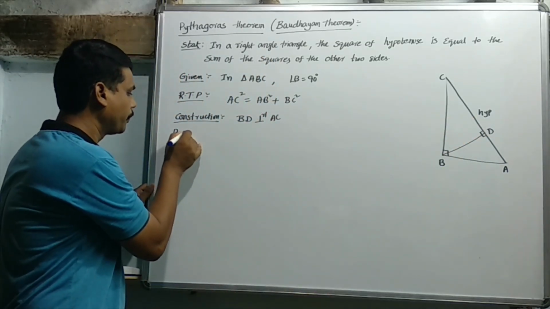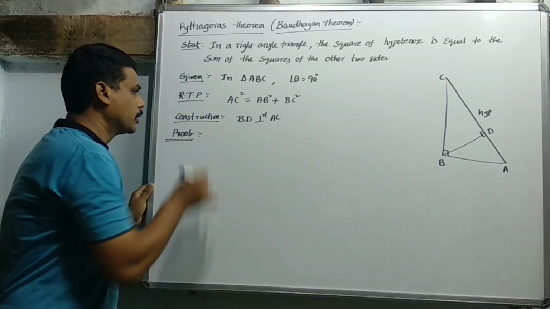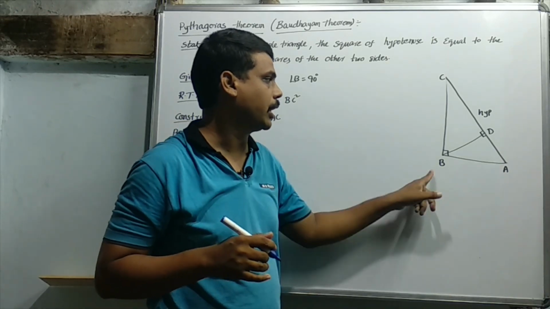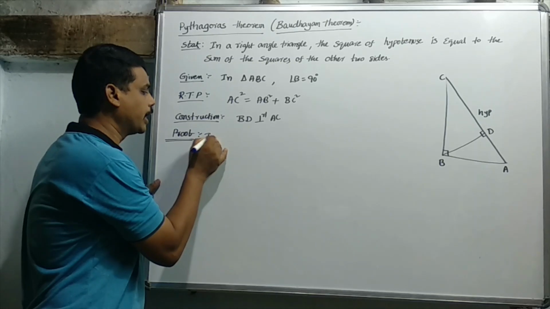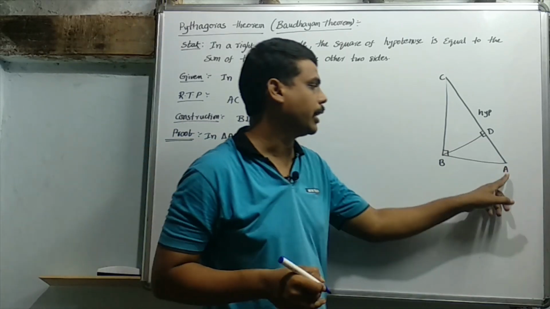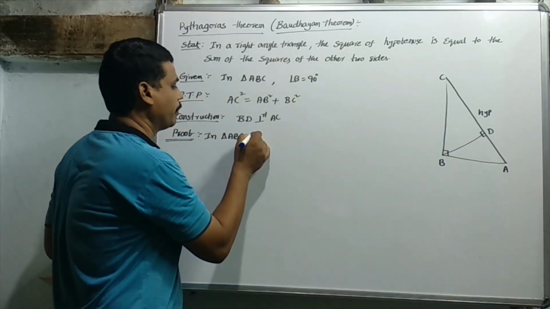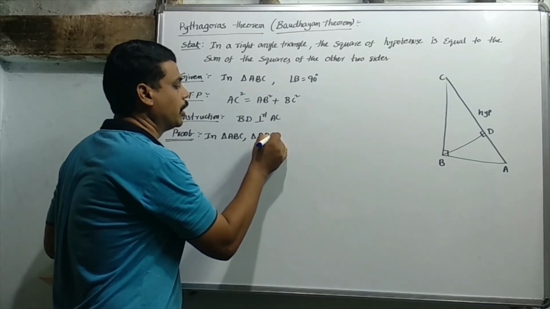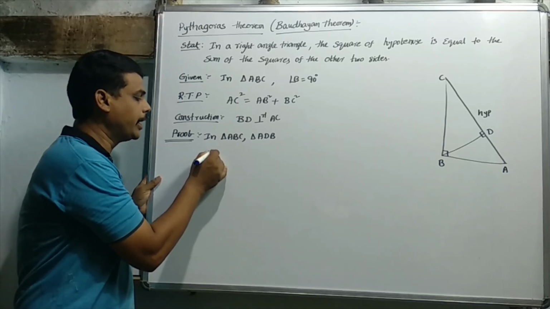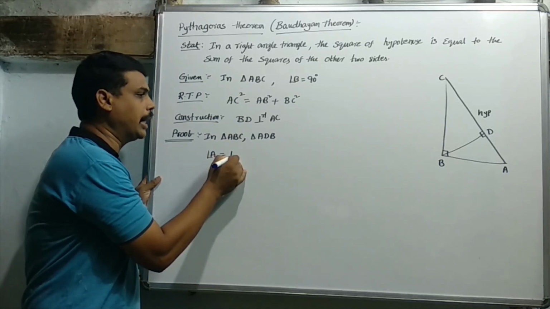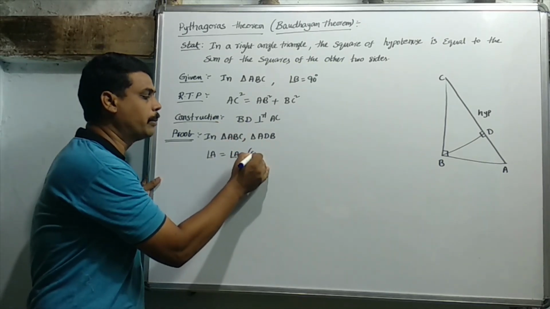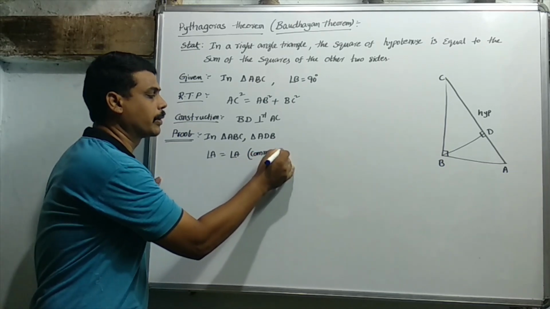Proof. Now you have to use the similarity rules. Let us take one triangle ABC, and one more triangle I have taken, ADB. Now I have to prove that these two triangles are similar. Angle A in triangle ABC is equal to angle A in triangle ADB. These two are equal. What is the reason? Common angle.